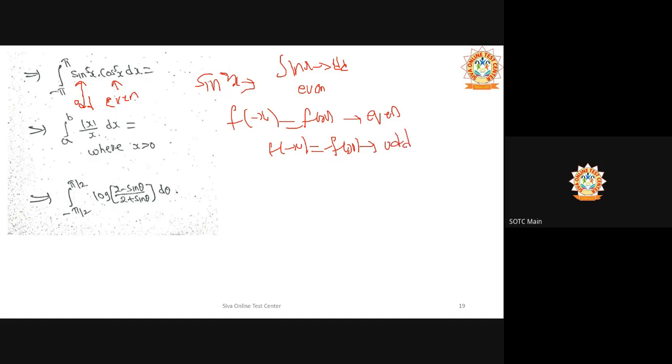We are not dealing with the numbers or powers here. Apply it to sin square x: sin of minus x whole square is minus sin x whole square, which will become plus sin square x only. That is your initial one. So that's why sin square x is an even function.